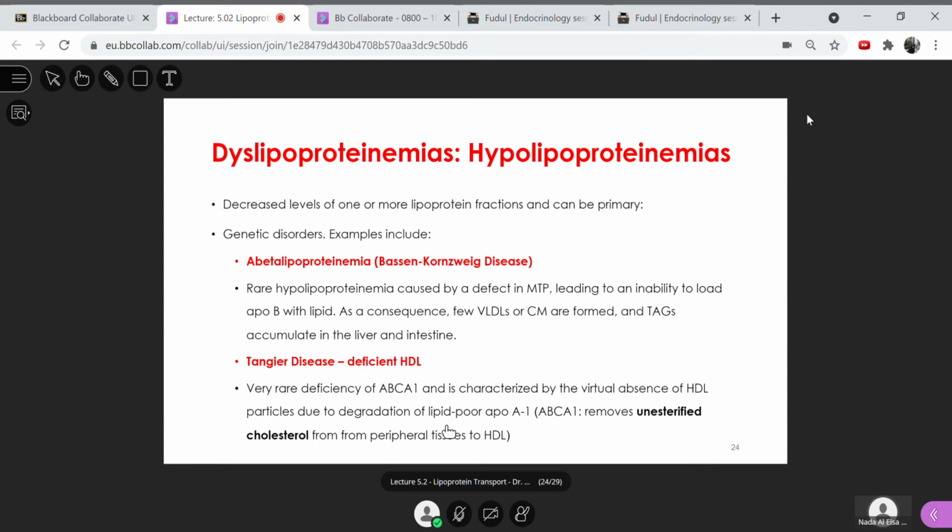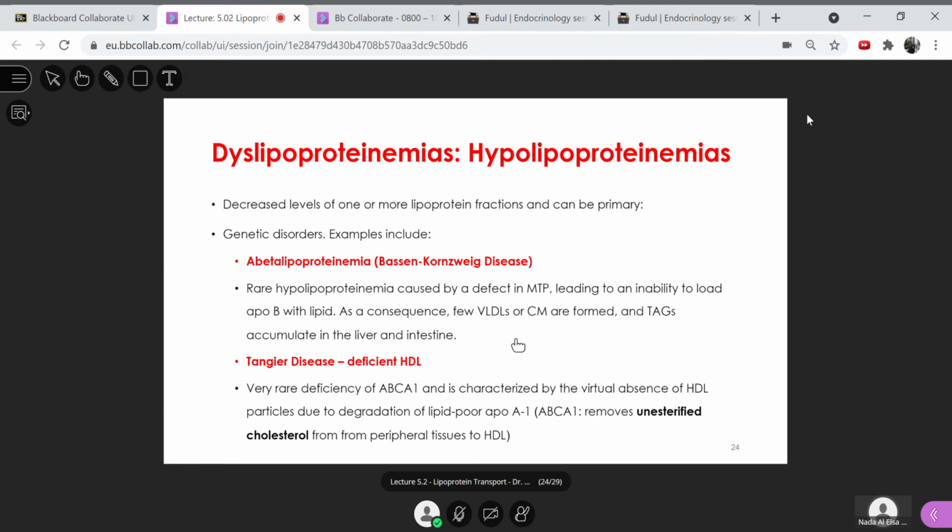So what will we have? We will have ApoA1 standing on its own. It's not loaded with cholesterol esters. Being lipid poor, only an empty shell, the ApoA will be degraded. So we will have no HDL, and that's Tangier disease. One of the important clinical features of Tangier disease is enlarged tonsils. Next, abetalipoproteinemia, which has another name, Bassen-Kornzweig disease.